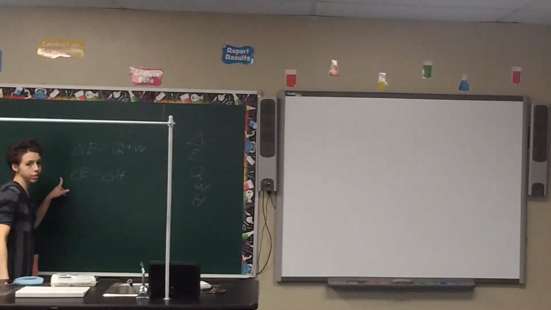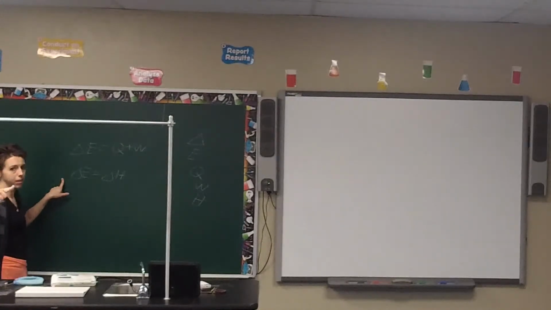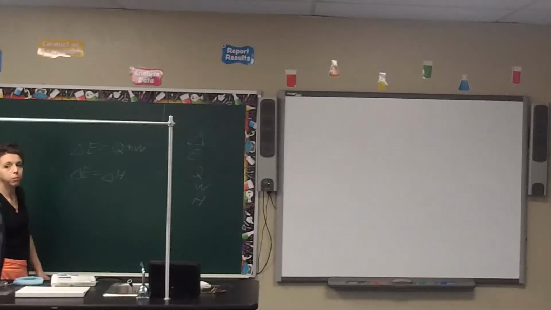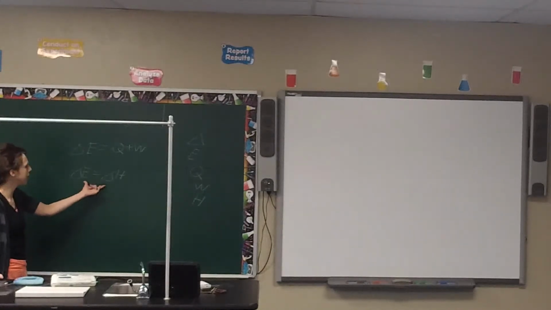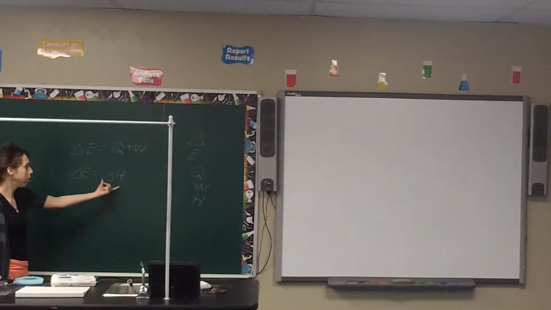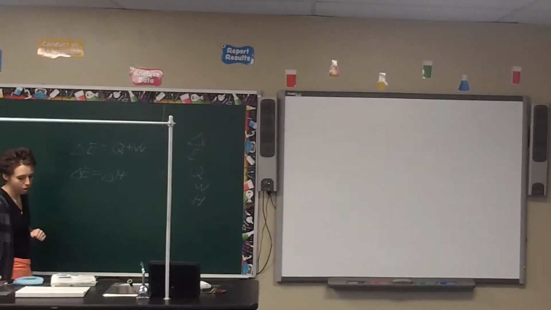Delta H for solids and liquids are typically approximately the same value, because since this is defined as the internal energy plus the product of the pressure and volume, the pressure and volume of a solid and liquid doesn't really change. So if you have a solid or a liquid, the change in internal energy will equal the change in enthalpy. You only really work with enthalpy with gases, and we'll talk more about that later on.